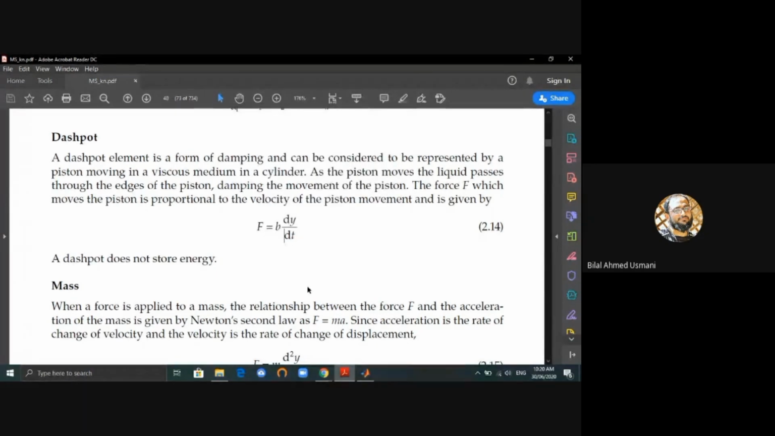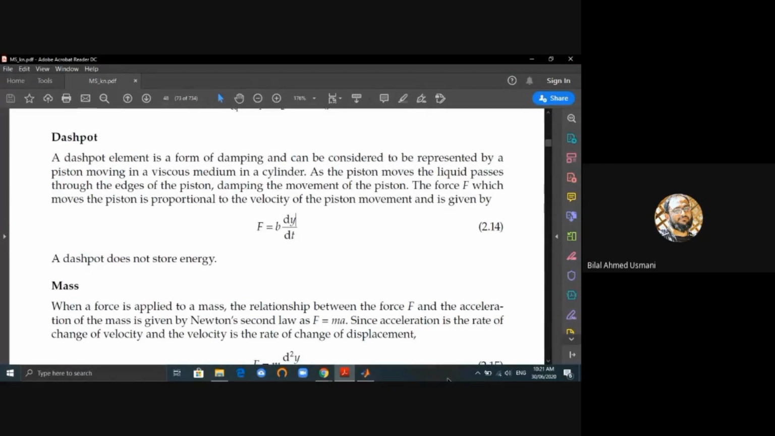Okay, a dashpot doesn't store energy. A dashpot just destroys the energy. In other words, it just damps it immediately. The effect of that, in this case, is that the displacement would be reduced, the rate of change of displacement.